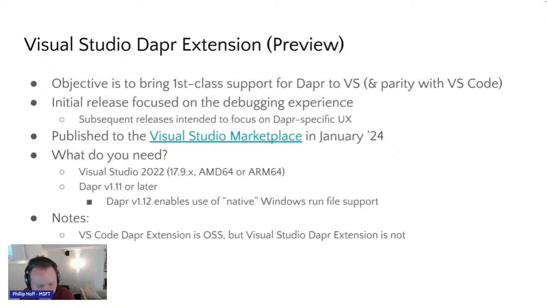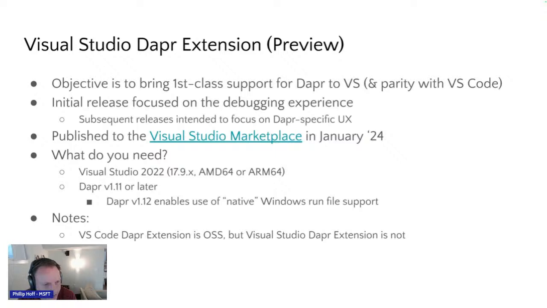This was published in the Visual Studio Marketplace in January of this year. Originally, it was only published through a private feed that you had to go and configure and add, but now we're in the marketplace. So all you need to do to use it is use the latest Visual Studio 2022. It's 17.9. I think the current is 17.9.7. Use either ARM64 or AMD64. I'm going to demonstrate it in Parallels on my Mac because that's handy. And then use Dapr version 1.11 or later.